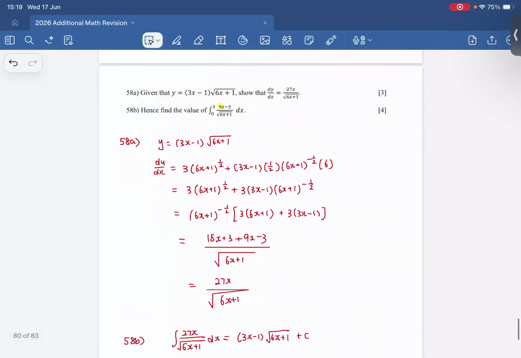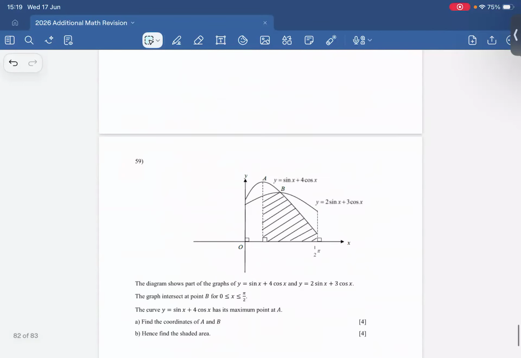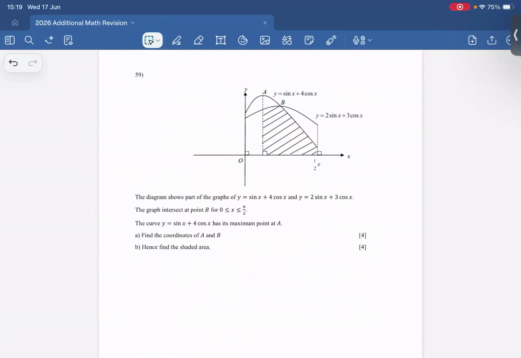Okay, why is this question difficult? Because there are more things to do. So whenever you want to find area, like I say, you must always find your point of intersection. You must always know all these points here, then you can solve easily. So how to find point A? You can see point A is actually a maximum point.